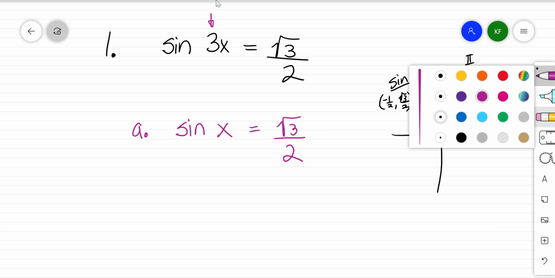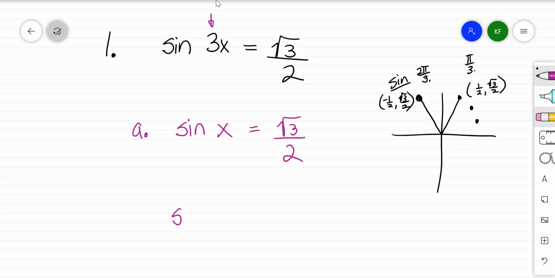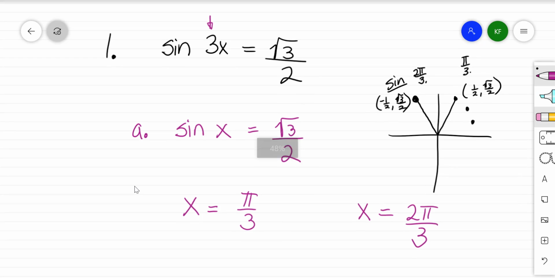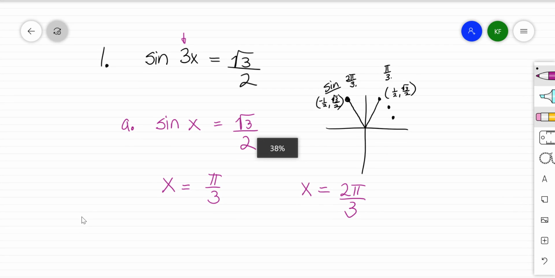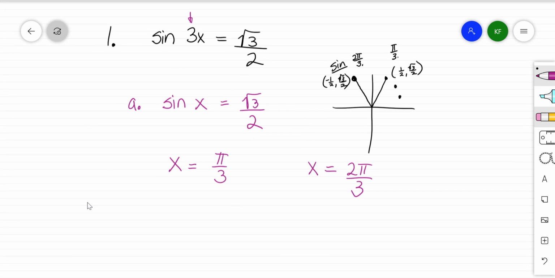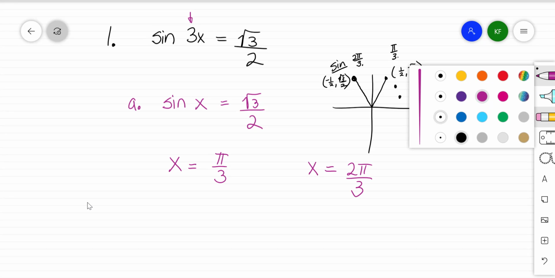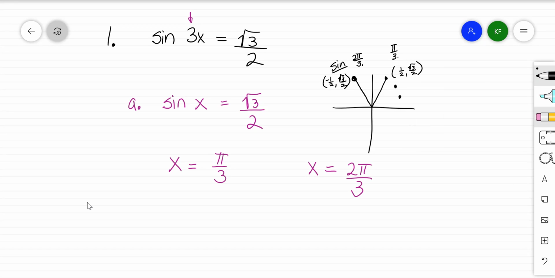Alrighty, so getting back to the problem, I've got sine of x, so we're going to solve for x here. So x is equal to either pi over 3 or x is equal to 2 pi over 3. But that's not the problem we have. What we have is the original problem. So I'm going to convert there, go back to there. Let's go to the original.